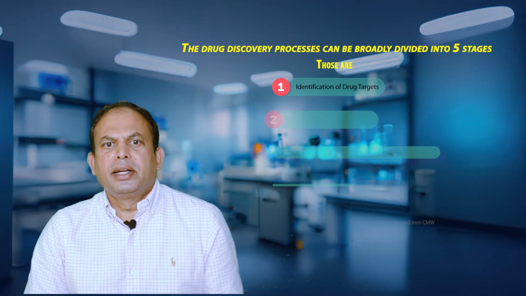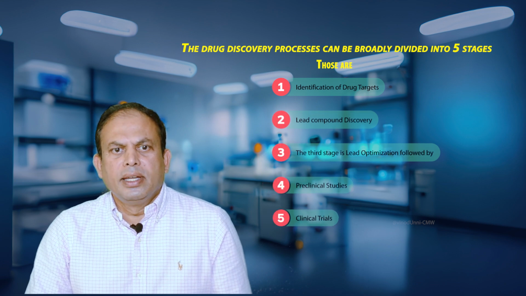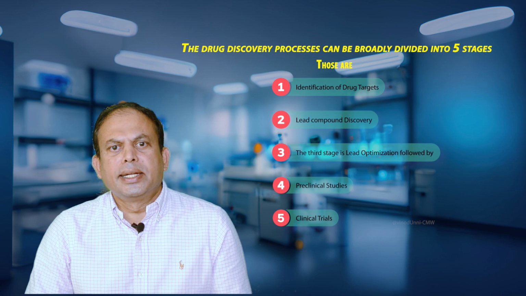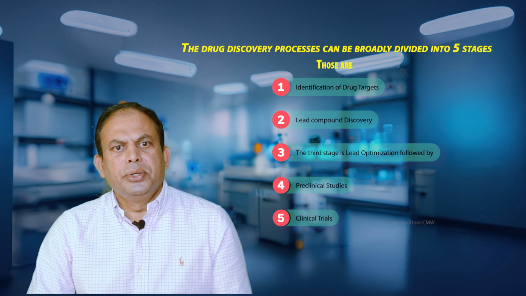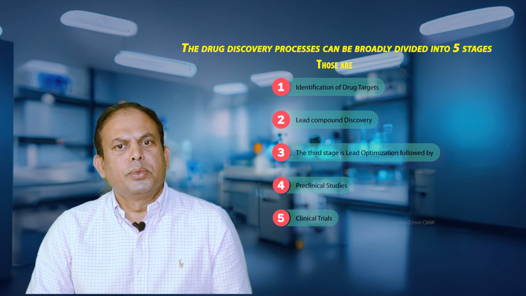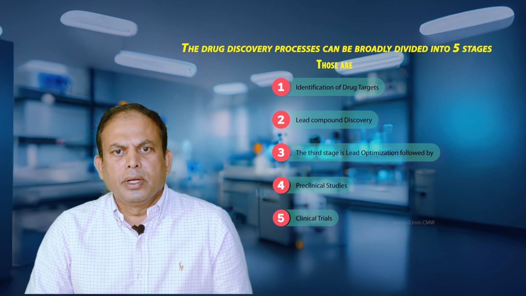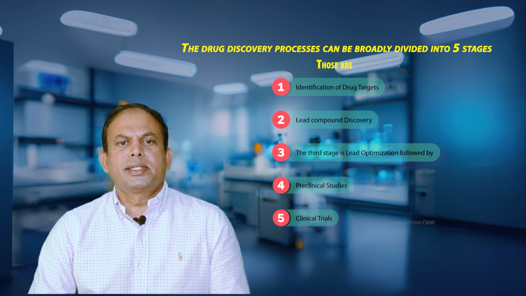The drug discovery process can be broadly divided into 5 stages. Those are identification of drug targets, lead compound discovery. The idea here is to influence the identified targets so that we can cure the diseases originating from those targets. The third stage is lead optimization, followed by preclinical studies and clinical trials. Now let us go into these stages a little bit deeper.